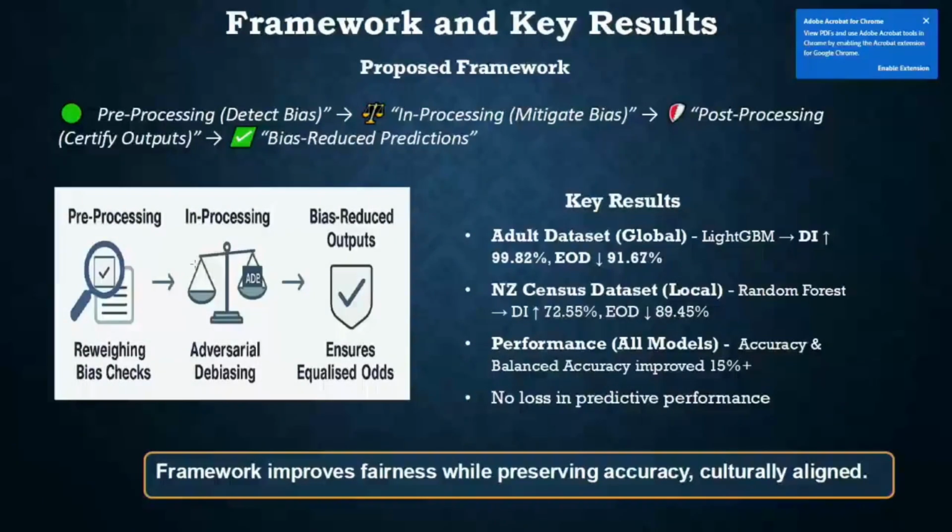And that is the in-processing one. And then finally, we also have the bias reduce outputs, which just adjust the thresholds when we have the thresholds for the decisions.